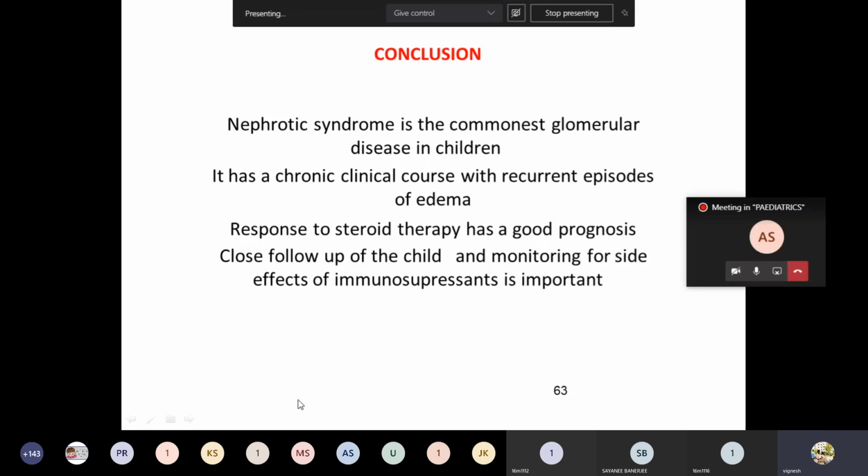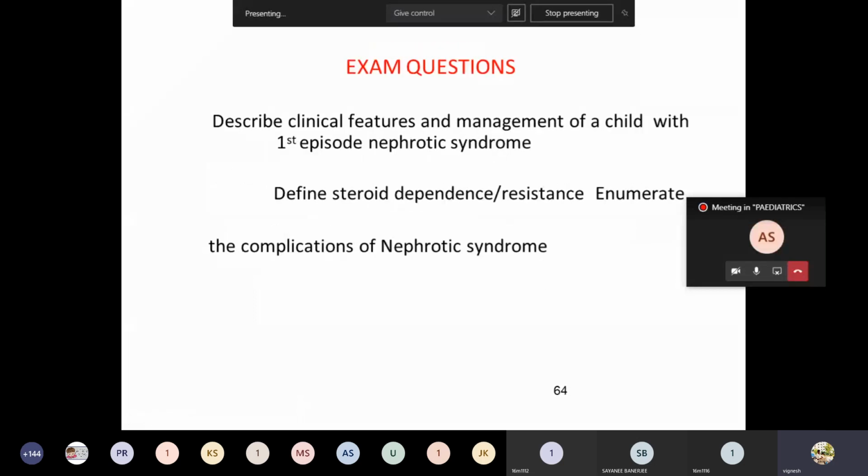A response to steroid therapy means good prognosis. So 80% of them show good response to steroid therapy. If they respond well to steroid, the prognosis will be good. Close follow-up of the child and monitoring for the side effects of the immunosuppressants is important. So these are exam questions. Usually I have just guessed and given. Please concentrate. Usually the question will be asked as the main question for 10 marks.